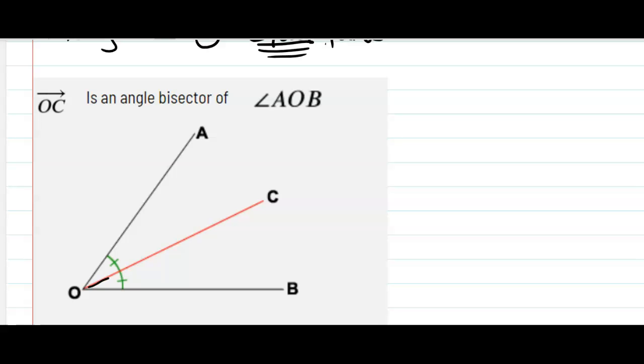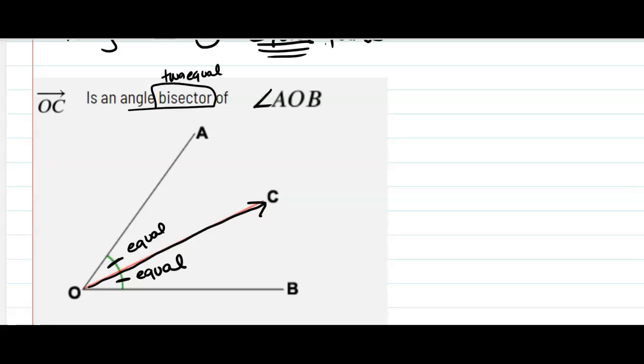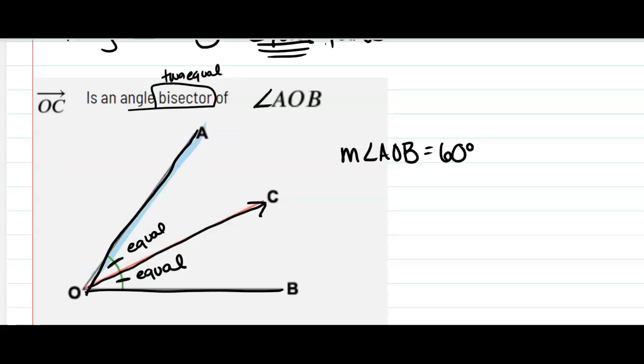We've got ray OC. Ray OC is the angle bisector, two equal sections. So that means that this angle and this angle are equal to each other, because we're bisecting angle AOB. All right, so what if I told you that the measure of angle AOB is equal to 60 degrees? So let's highlight that, AOB. So this whole thing is 60 degrees.